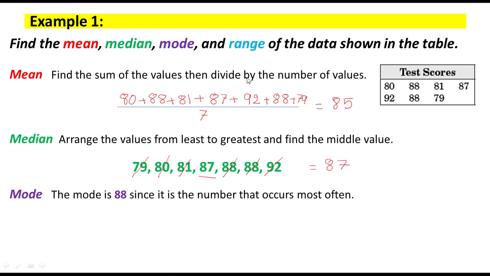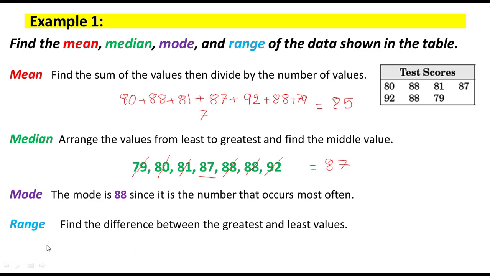The mode is the number that occurs most often. Here it is 88, so my mode is 88. The range is the difference between the greatest and the least value. We take the greatest value, which is 92, and subtract from it 79, which is the least value, and this gives me 13.